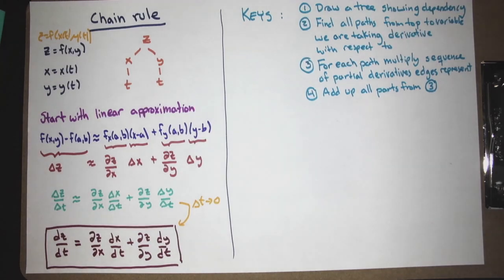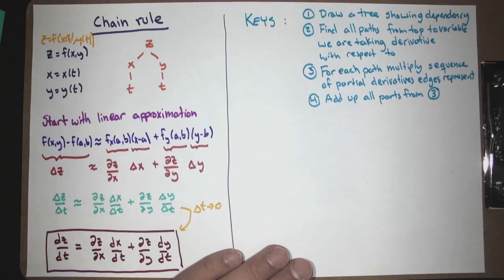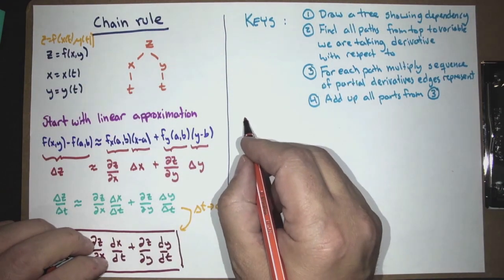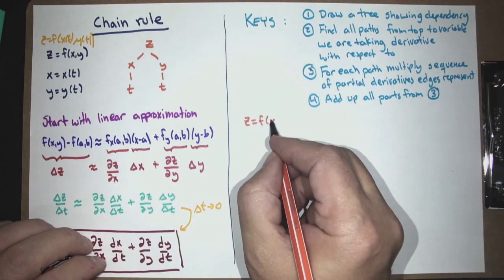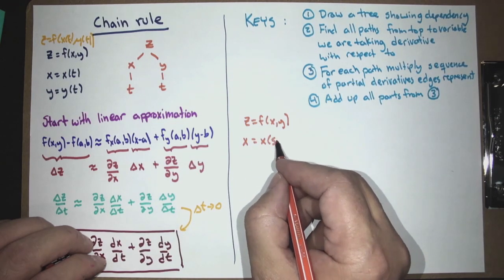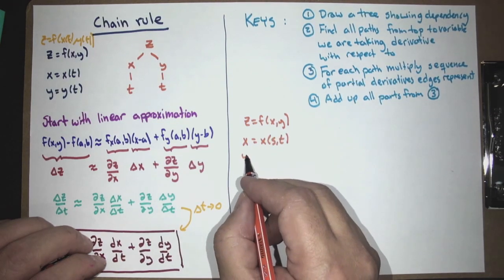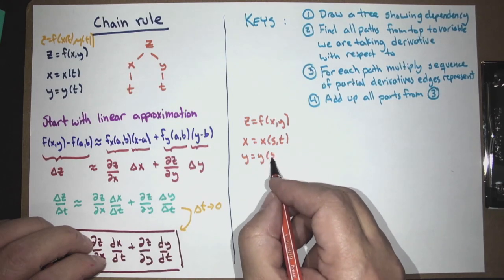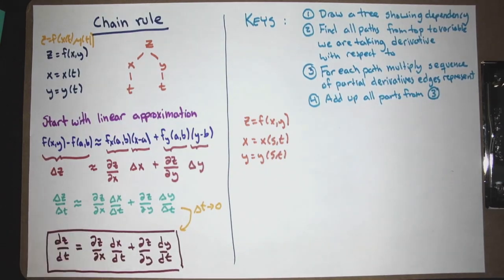Here's the idea. Draw a tree which shows the dependencies of your variables. So let's suppose we'll do something a little bit more complicated. So we'll follow this procedure here. Suppose I say, look, I know that z is a function of x and y, but x is now a function of not just one variable, it's a function of two variables. And y is also a function of two variables, s and t. So suppose this is my relationships.